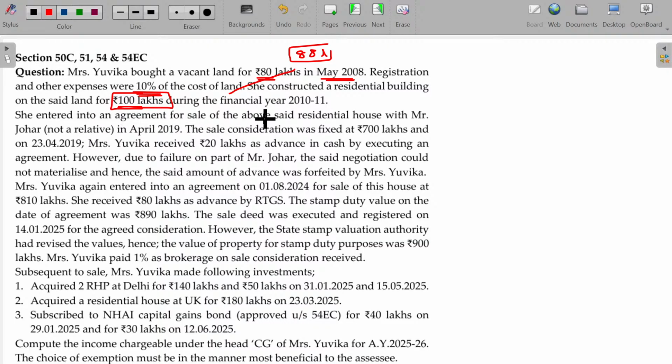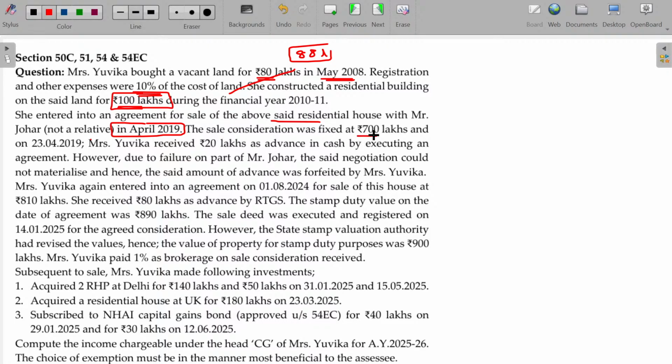She entered into an agreement for sale of the above said residential house with Mr. Johar, not a relative, in April 2019, which is after the specified date 1/4/2014. If any amount received as an advance is later forfeited, and it happens after 1/4/2014, then it will be considered as income from other sources. Beforehand, it will be subtracted from the cost of acquisition.